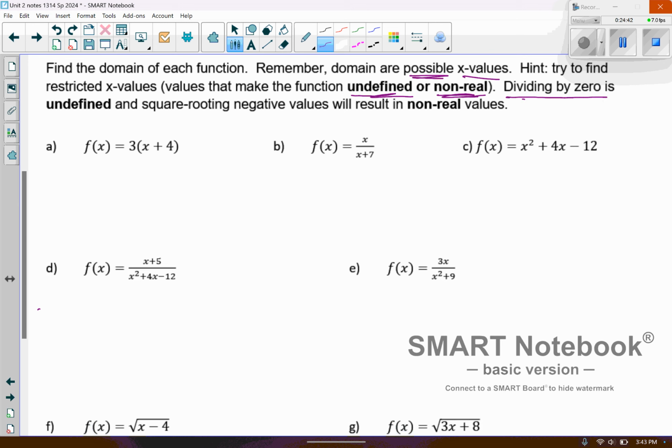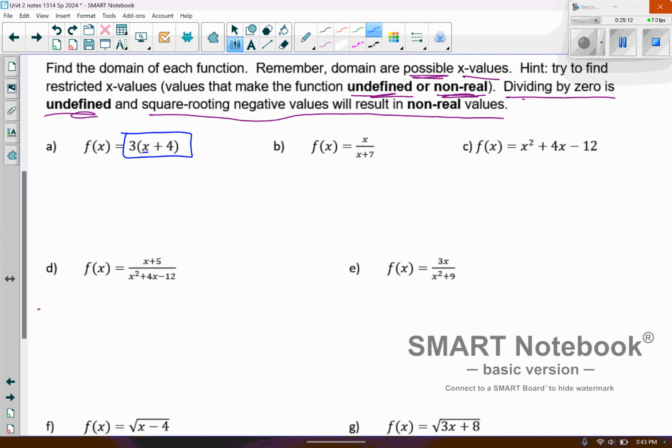Dividing by 0 is undefined, and square rooting a negative value will result in non-real values. So really what you're looking for is, do I have any fractions and do I have any square roots? Or you could be talking about other types of roots than square roots, but that's all we're going to really look at here.